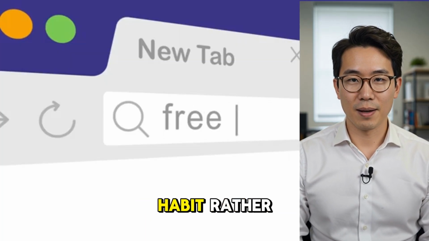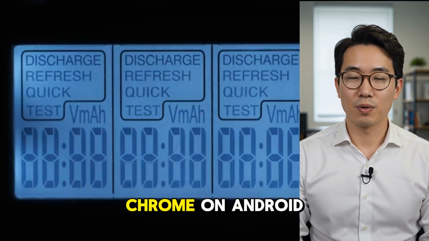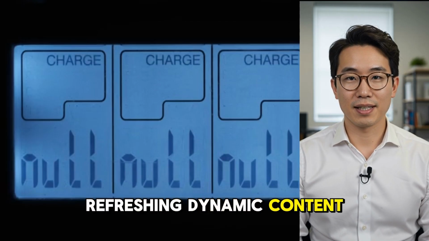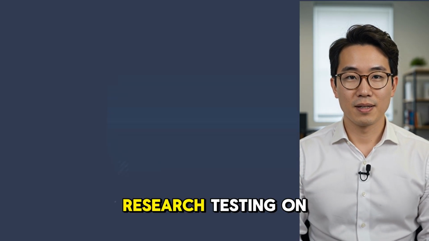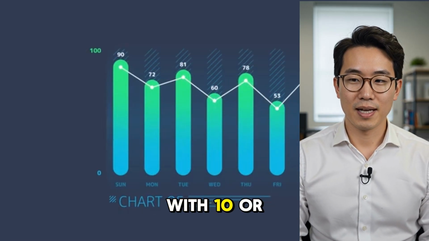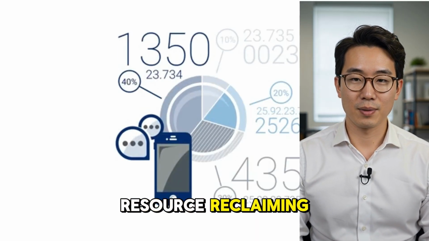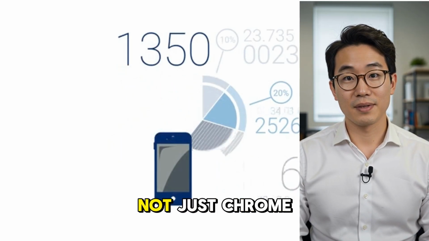And this is a behavioral habit rather than a settings toggle, but it has measurable performance implications. Chrome on Android keeps all open tabs partially alive in memory, refreshing dynamic content, maintaining session states, and performing background activities for each one. Research testing on a Pixel 6 running Chrome with 10 or more tabs open showed memory pressure increases that triggered app resource reclaiming from other applications, effectively making your phone slower for everything, not just Chrome.